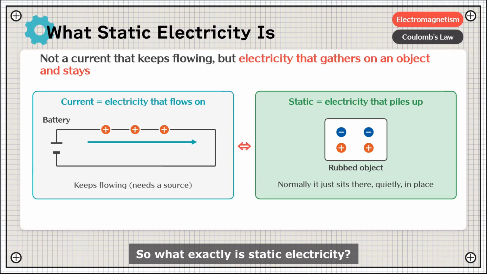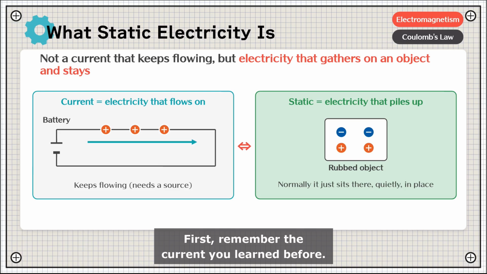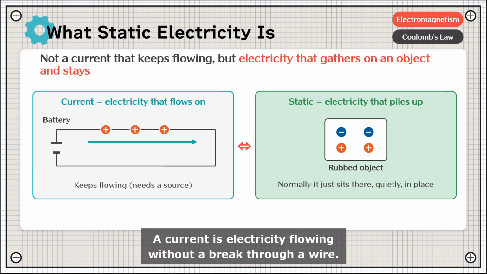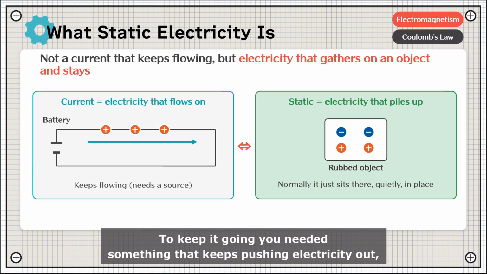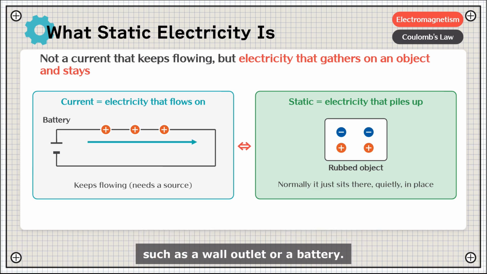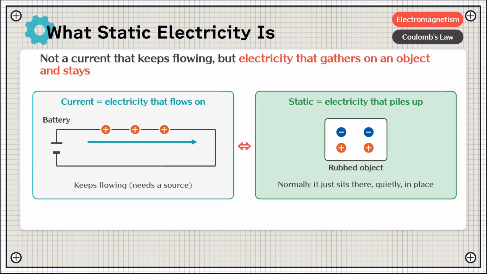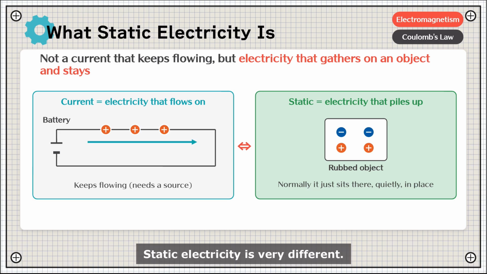So what exactly is static electricity? First, remember the current you learned before. A current is electricity flowing without a break through a wire. To keep it going, you needed something that keeps pushing electricity out, such as a wall outlet or a battery. Static electricity is very different.